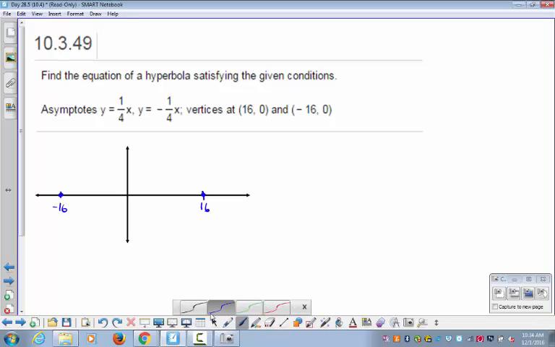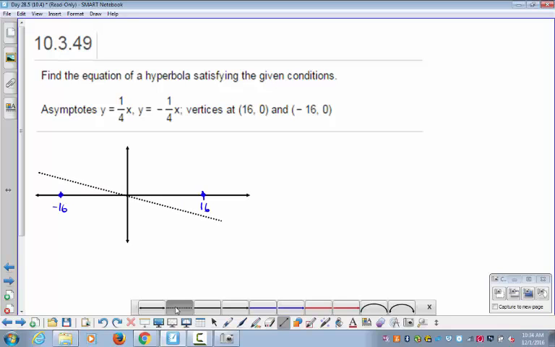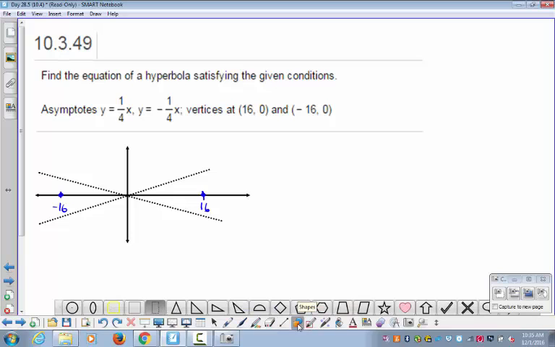Using the asymptote, it's a little bit tricky to get your denominators. You just draw a sketch of these asymptotes. They're very shallow. The slope is 1/4. So the hint is that we know that the fundamental rectangle goes through those two dots on the x-axis. And we know that the asymptotes go right through the corners of the box. So if we drew our fundamental rectangle at this stage, we would want to draw it something like that.